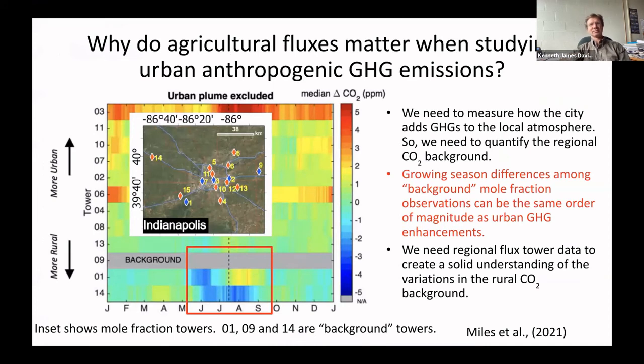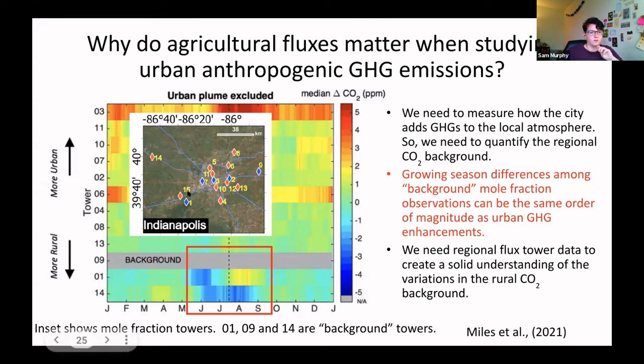The figure on the left here helps illustrate why the background agricultural fluxes matter. This figure shows the calculated CO2 enhancement using Tower 9 as a background. What I really want to focus on here is the growing season difference between the observations at Tower 9 and 2 other potential background towers, 1 and 14, which are highlighted by the red box. And importantly, the differences between these 3 sites during the growing season are on the same order of magnitude as the urban enhancements themselves.